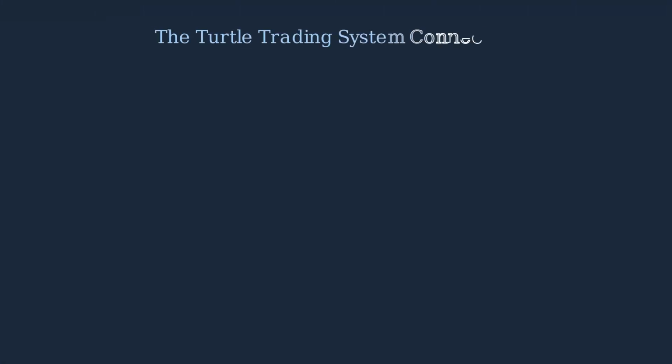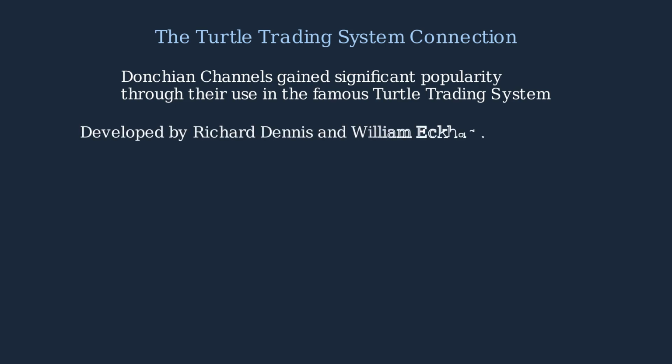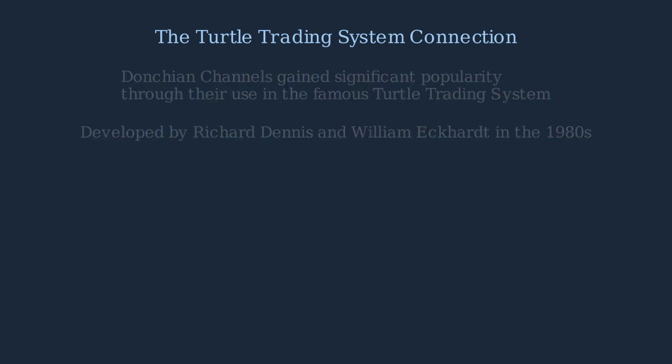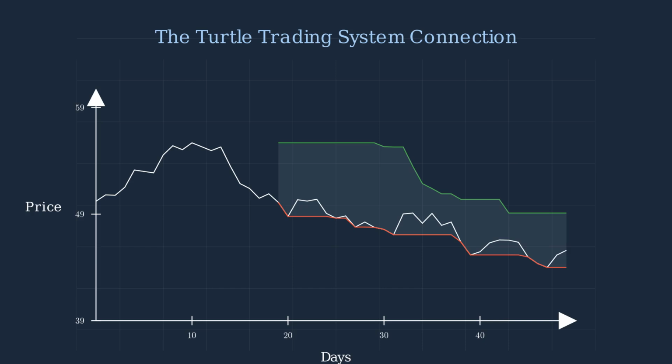Donchian channels gained significant popularity through their use in the famous turtle trading system. The system was developed by Richard Dennis and William Eckhart in the 1980s. The turtles used a 20-day Donchian channel breakout as their primary entry signal for trading. The Donchian channel consists of two lines. The upper band shows the highest price over the past 20 days, while the lower band shows the lowest price.